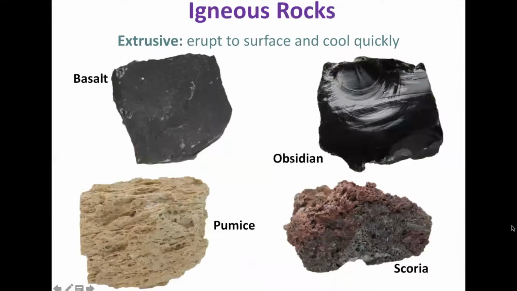Extrusive igneous rocks form when magma reaches the Earth's surface, as in a volcano, and cools quickly. Most extrusive rocks have very small crystals compared to intrusive igneous rock. Extrusive igneous rocks include basalt, obsidian, and pumice.